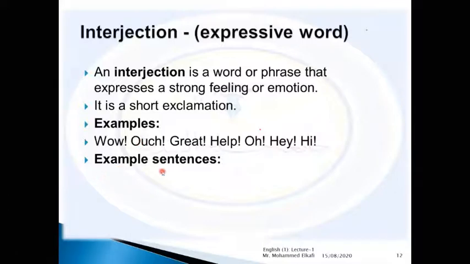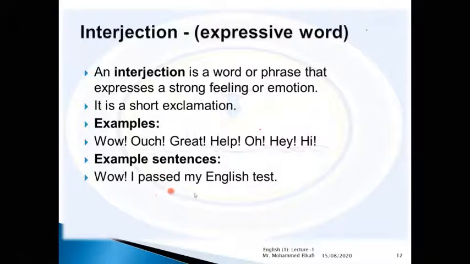Let's take some example sentences. Wow, I passed my English test. And this is the interjection word. It expresses a strong feeling, that he is very happy. Wow, I passed my English test. For ouch here, we use it when you feel pain, or something like that, a strong feeling.